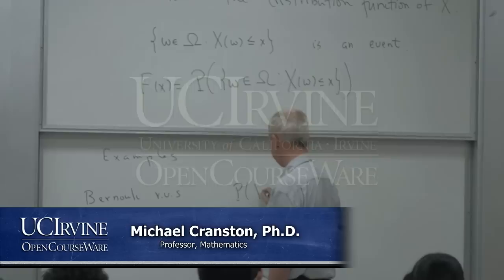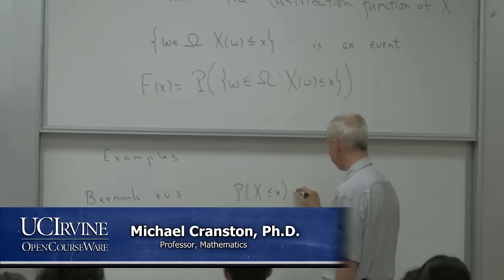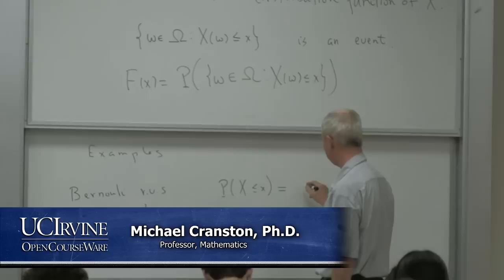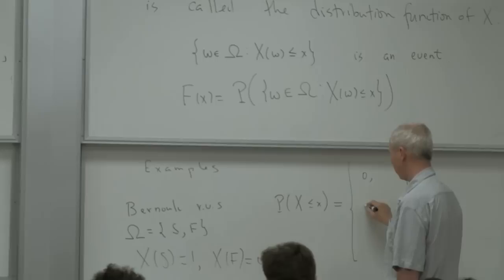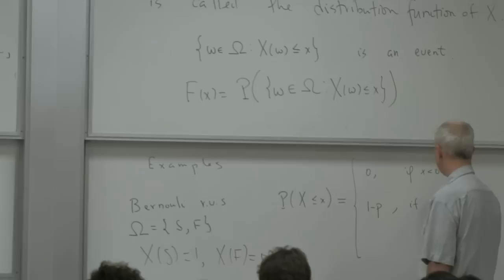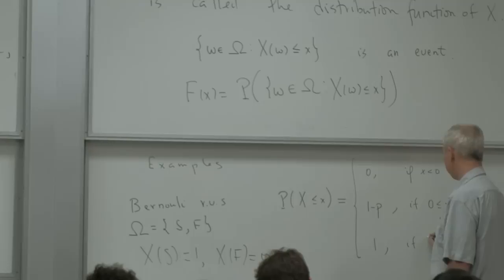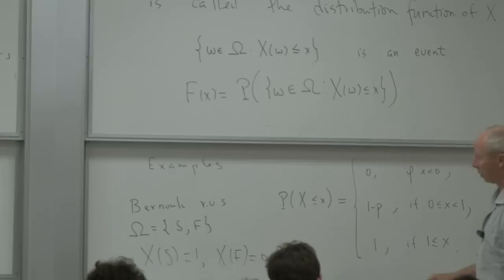Capital X is less than or equal to little x is equal to zero if little x is less than zero, it's 1 minus p if 0 is less than or equal to x is less than 1, and it's 1 if x is bigger than or equal to 1. That function looks like this.